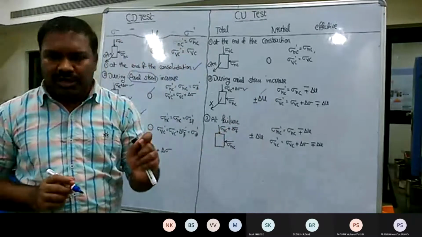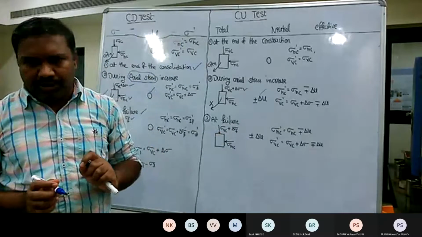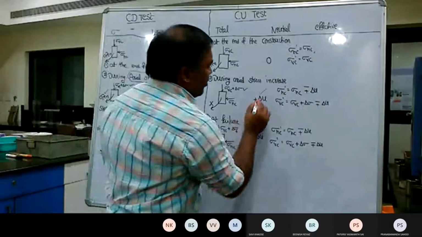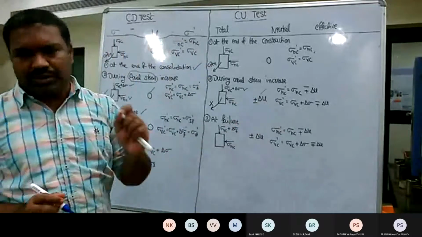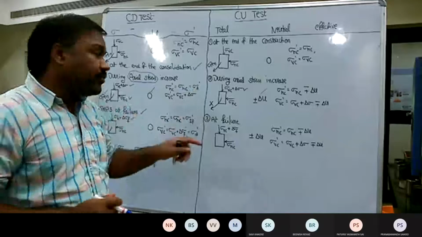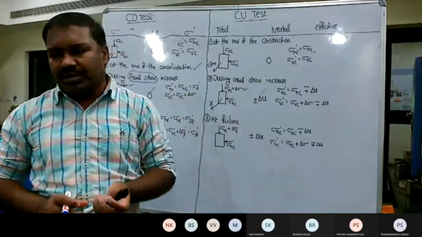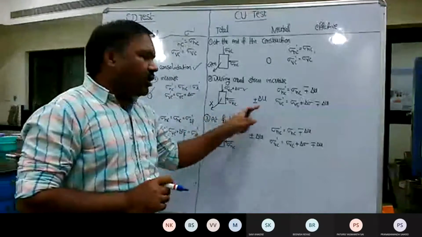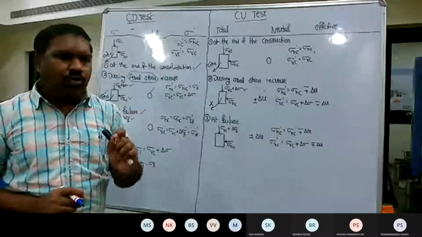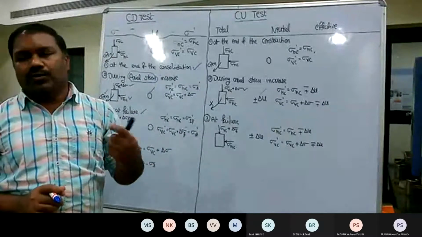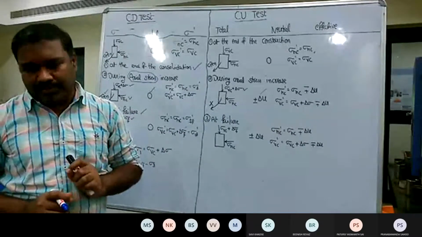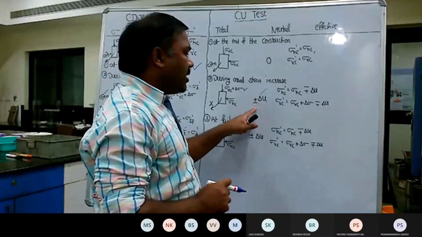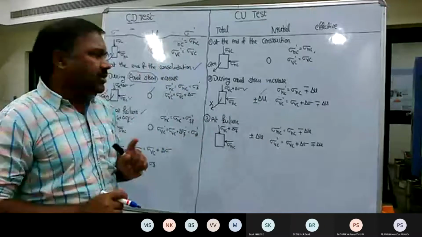As a result of the load sharing between the soil and the water component, there is development of excess pore water pressure, which is represented in the form of delta U. However, the development of the excess pore water pressure could be negative or could be positive. Accordingly, it is called a positive pore water pressure or negative pore water pressure. Both things can happen. Therefore, it is simply represented as plus or minus delta U.